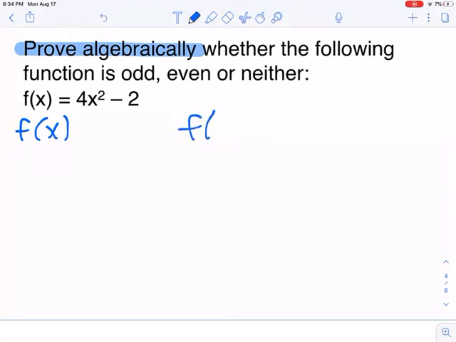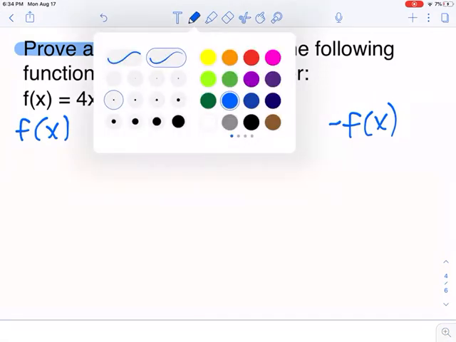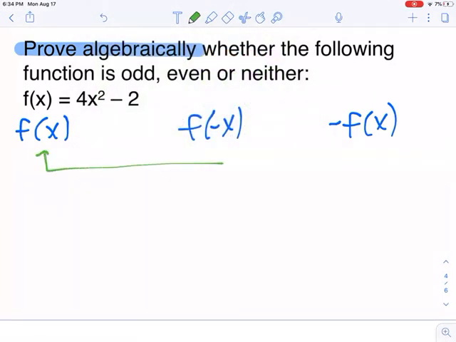We need to compare f of x and f of negative x if we're going to be even. If it's not even, then we need to look at negative f of x to compare it to this middle one to see if it is odd, okay? So these 2 right here will compare to help us determine even. These 2 will compare to help us to determine odd, okay?